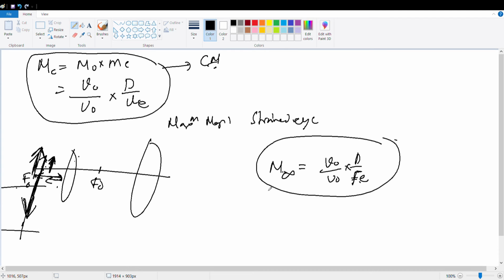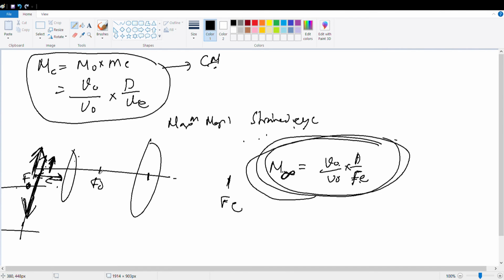So if somebody asks you what is the magnification of a strained eye, then you say M infinite is nothing but V naught by U naught into D by Fe. Why? Because this FO is somewhere here, but this FO is the Fe for this one, because this Fe is very big here. For this lens, your Fe is here. For this lens, the FO is here. So FO and Fe are coinciding. So instead of UE, you will keep Fe. Is it clear?